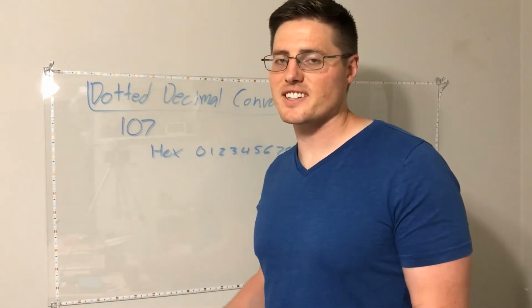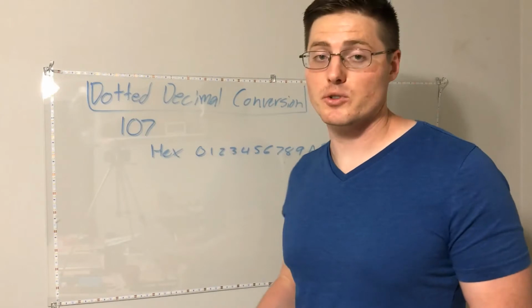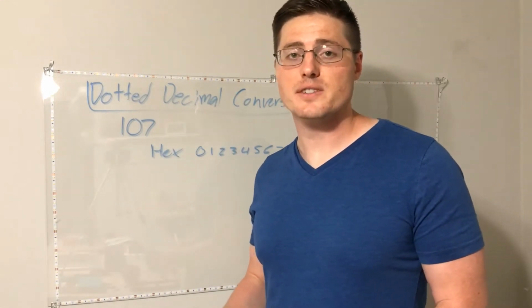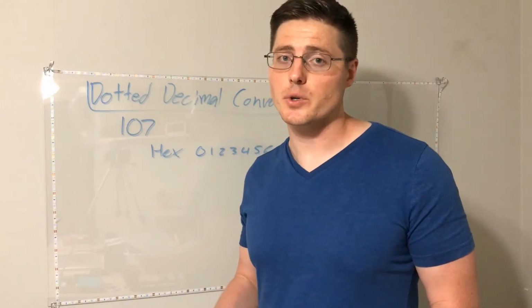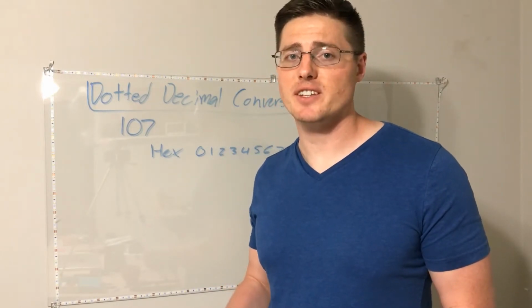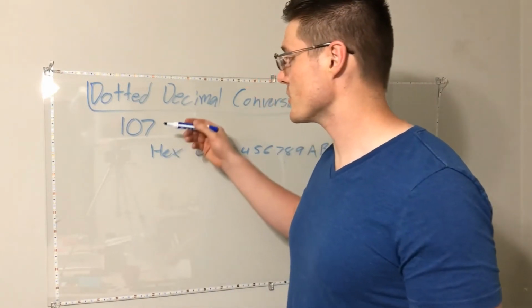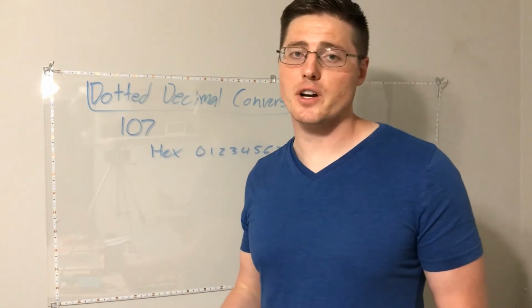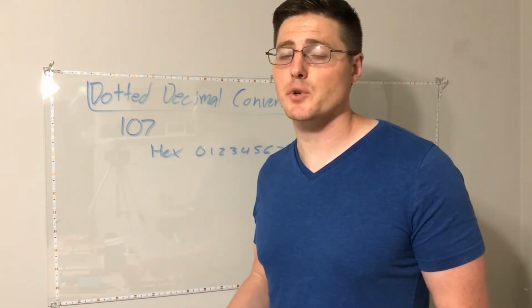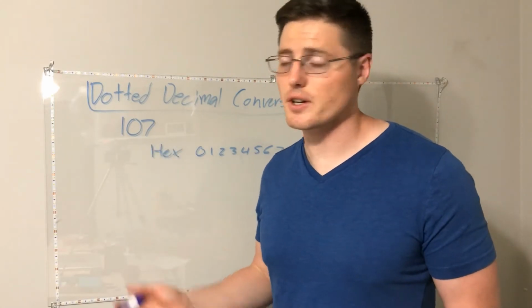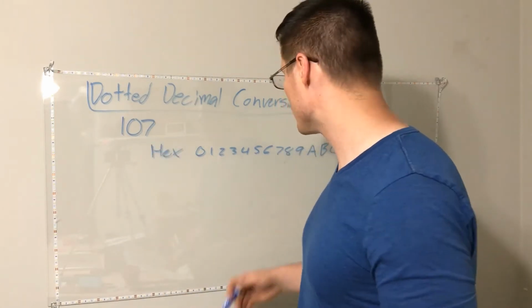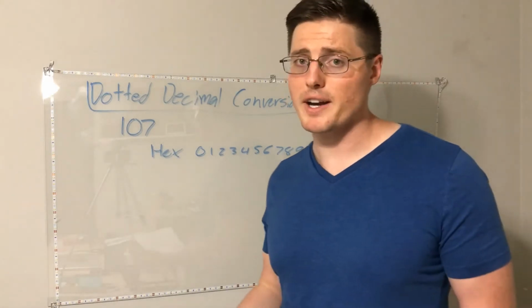Hi, I want to talk to you guys today about dot and decimal conversions. This is very important when you're working with memory addresses or with IPv4 or IPv6. Essentially, you're given four different octets associated with IPv4, and you have to convert the dotted decimal to hex, or convert the dotted decimal to binary.